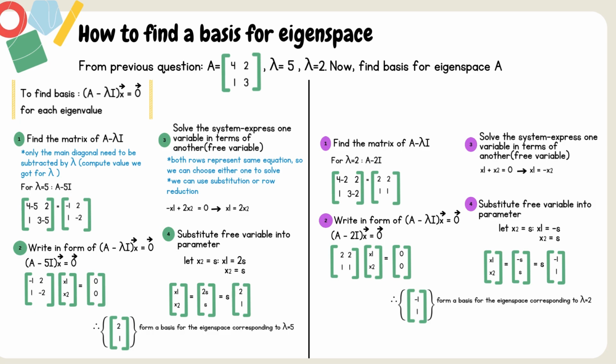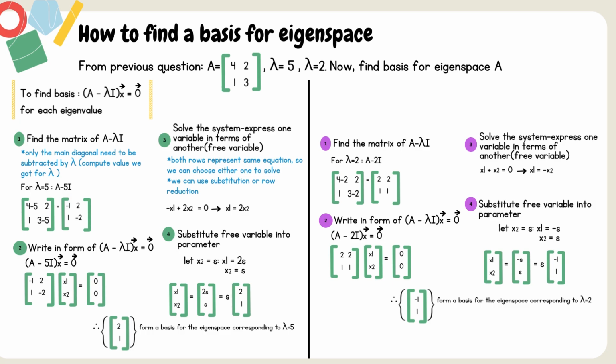Step 4, substitute the free variable into a parameter. Since the free variable is x2, we let x2 equal s, then x1 becomes 2s. So the vector x is x1, x2 equal to vector 2s, s, which is the same as s times the vector 2, 1. Therefore, the basis for the eigenspace for lambda equals 5 is the vector 2, 1.